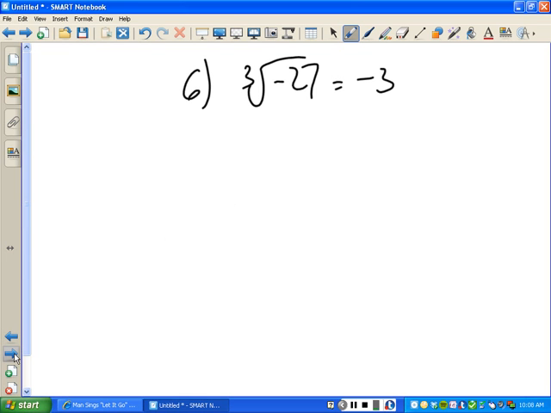Now, the reason why it works for a negative number is because if I say what number times itself 3 times gives you a negative number, well, if this is negative, and this is negative, that ultimately gives us a negative number.